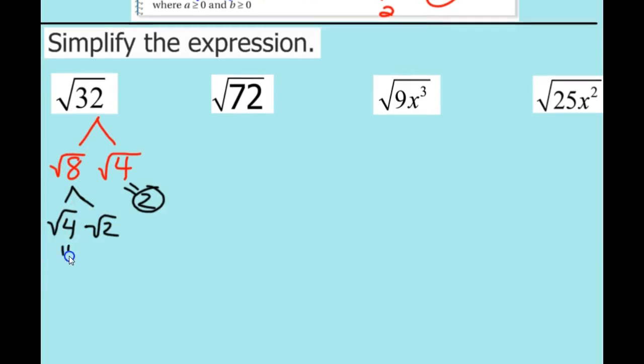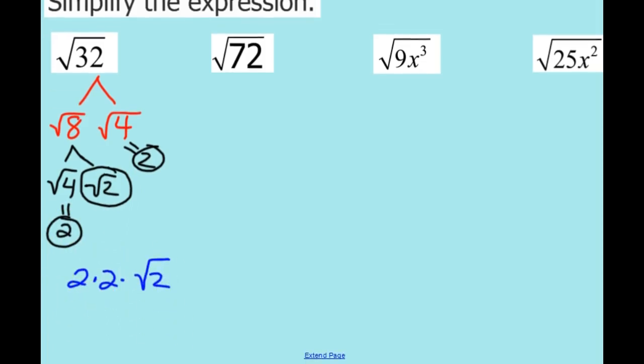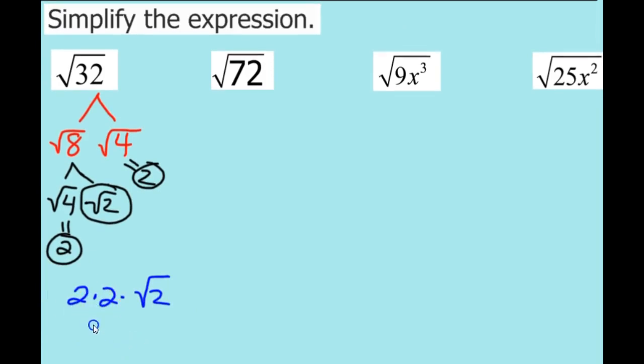And just like we said, the square root of 4 is really equal to 2, but I don't know what the square root of 2 is. So these are the three pieces that I have at the bottom here. I have the square root of 4, which is 2, times this 2, times the square root of 2. So this is my answer. However, I know that 2 times 2 is 4, so I have 4 times the square root of 2.